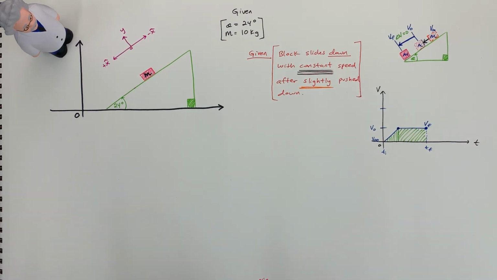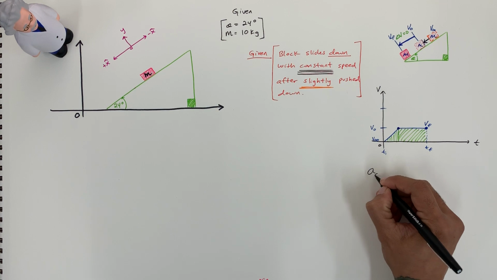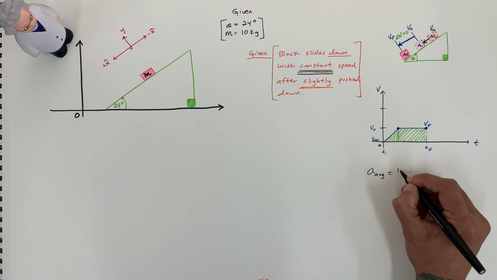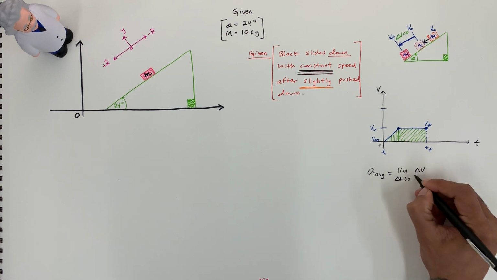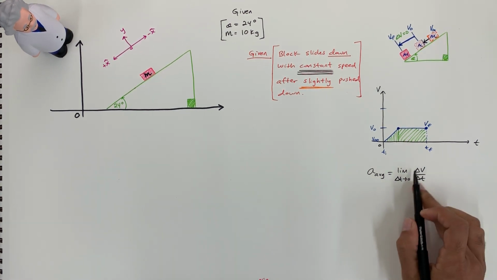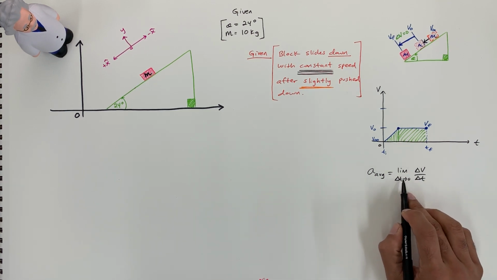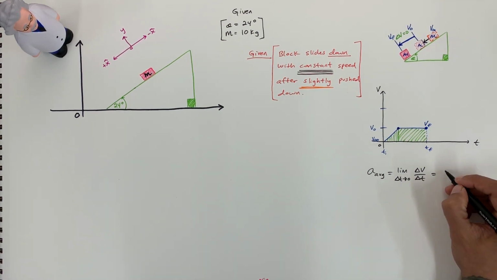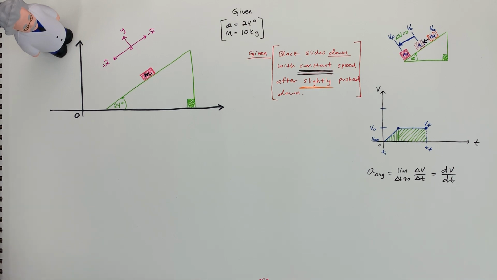Then what we want to write for our notation is that average acceleration is equal to the limit as the change of t approaches 0 of the change of v over the change of t. That just means the change of velocity over the change in time as we approach a 0 time. You have to go all the way to the end and stop. Then we can have the derivative of velocity over the derivative of time.